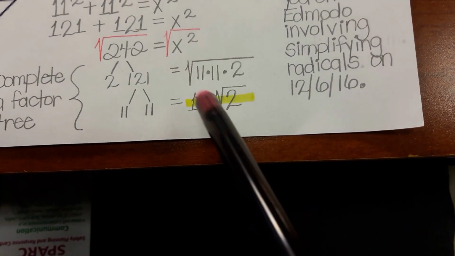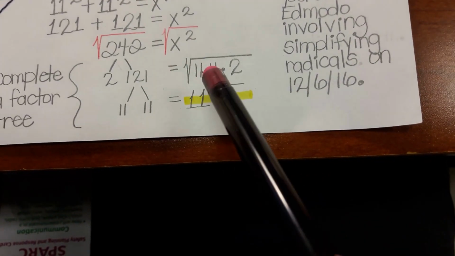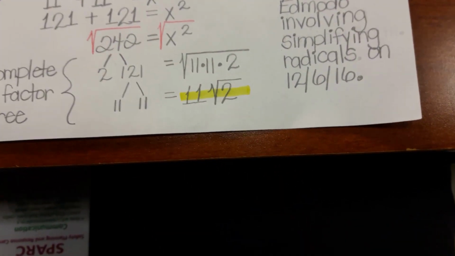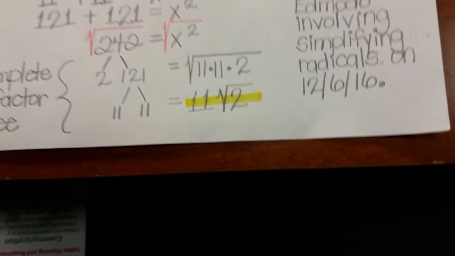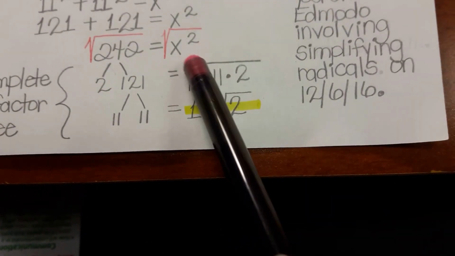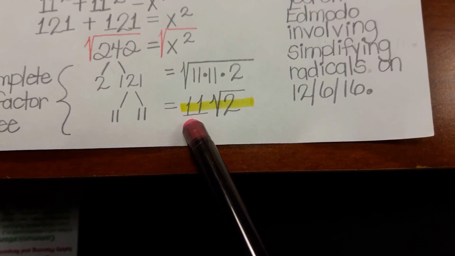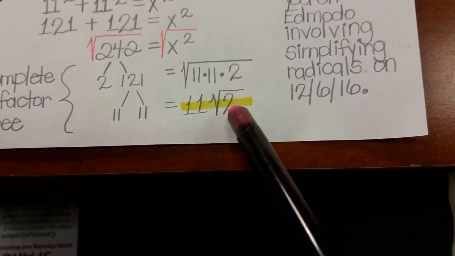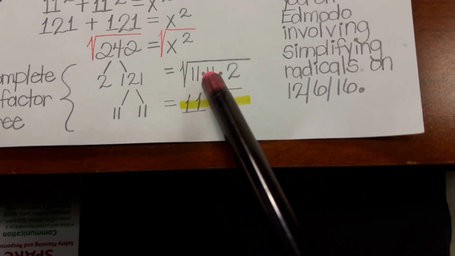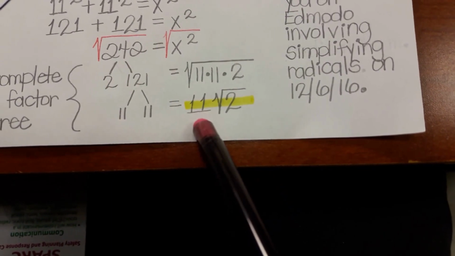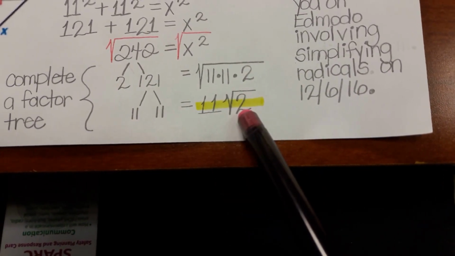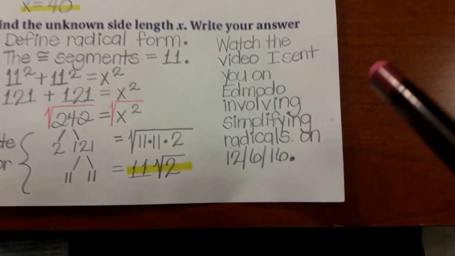If you notice, I see a pair. So if I see a pair, because it's square root, square means 2, pair means 2. If I see a pair, it comes out of the radical. If I do not see a pair, it stays under the radical. So I have one pair of 11 and no pair of 2, so the 2 stays under the radical.